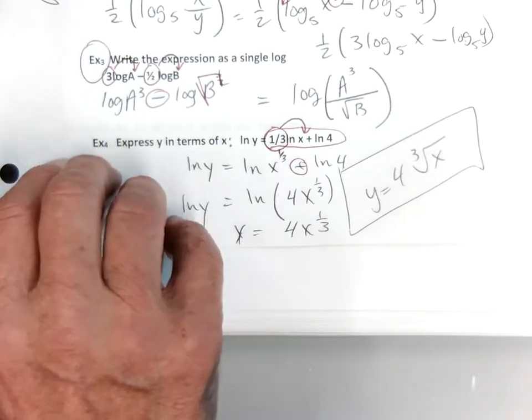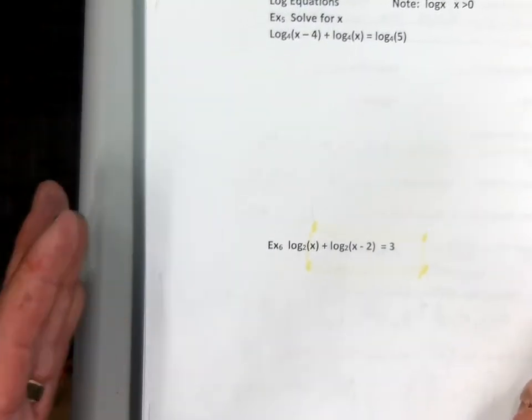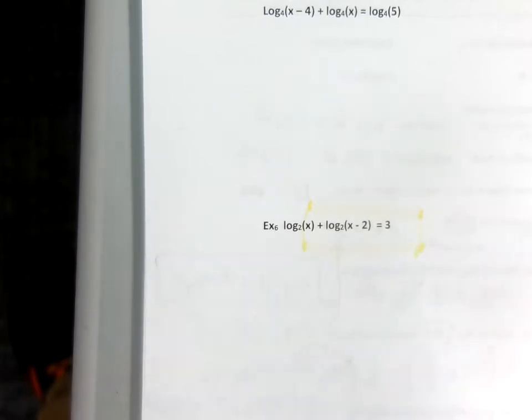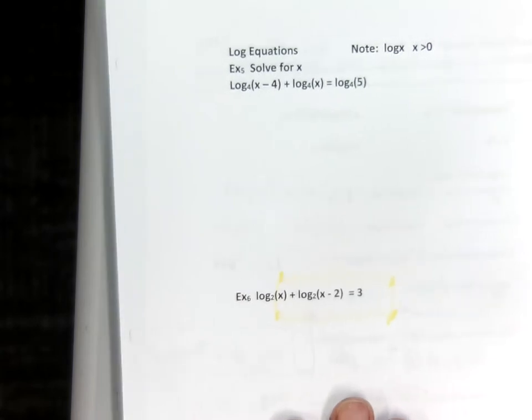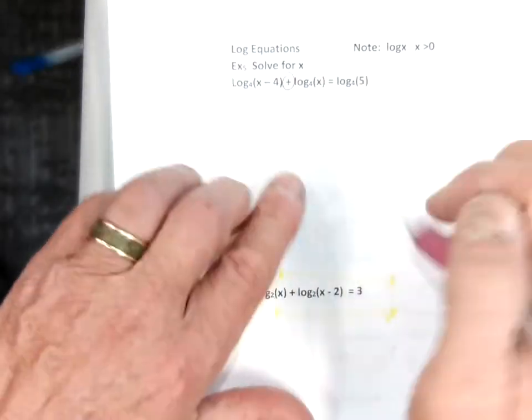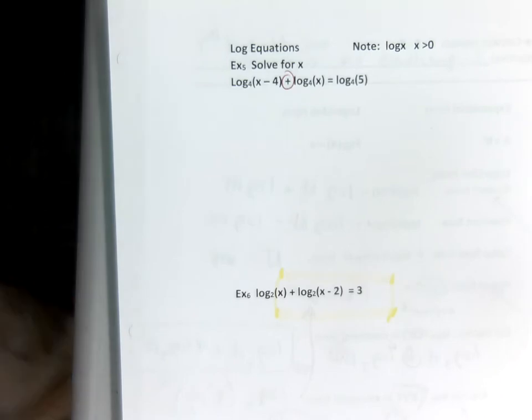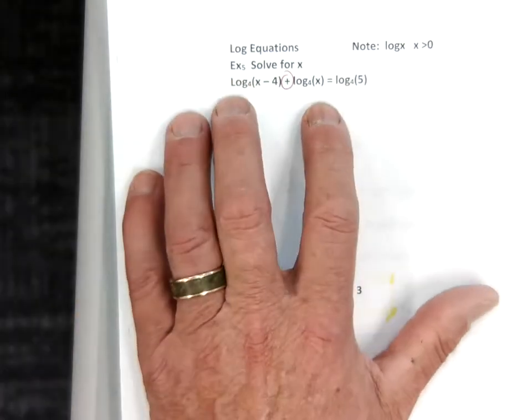Turn the page. All right, now, logarithm, now solve for logs. I want to solve for x. I have too many logs. I want to try and get this down and simplify it. So the first thing I'm going to do is bring these two logs together. See the plus right here? So I'm going to rewrite it, and I'm going to put these two logarithms together.